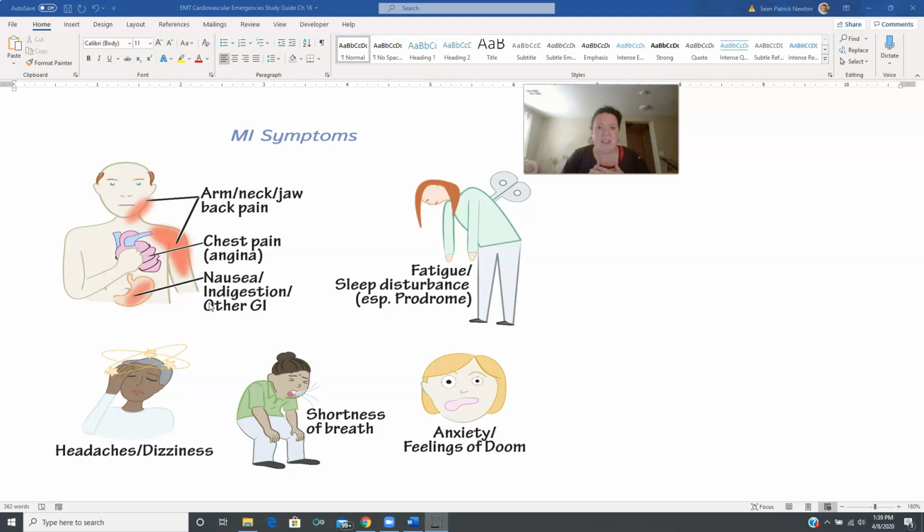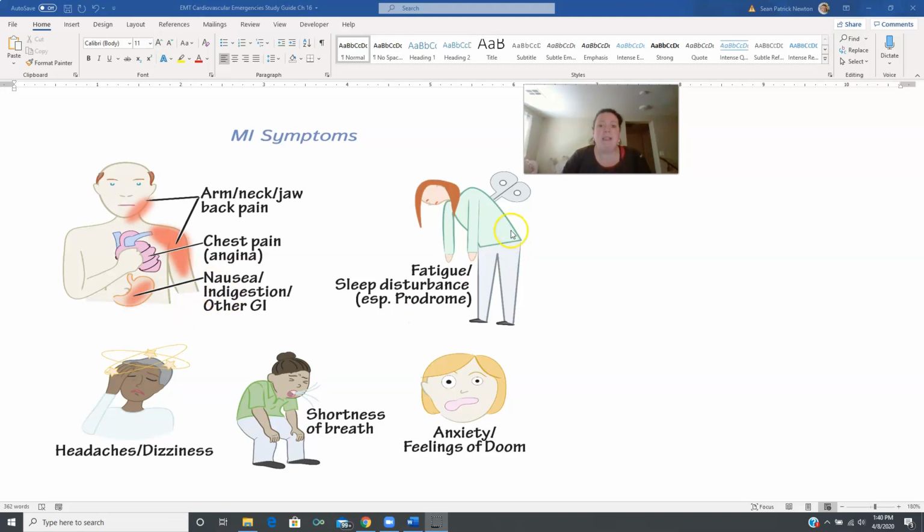It could be in the chest. Sometimes patients would classically say like a squeezing or an elephant sitting on my chest. It could radiate to either the right shoulder or the left shoulder. It could radiate to the neck, the jaw, or the back. And then sometimes people have symptoms that is nausea or indigestion. They think it's indigestion. Maybe they take some Tums, it doesn't go away. Those are symptoms of a myocardial infarction.